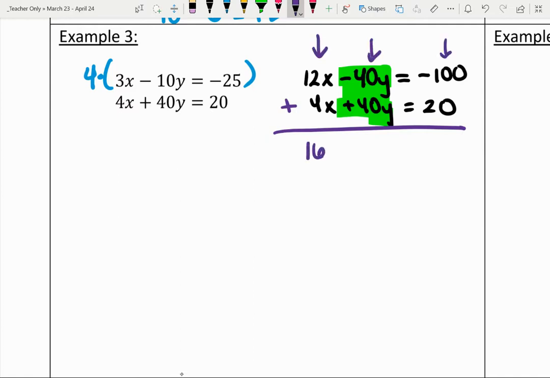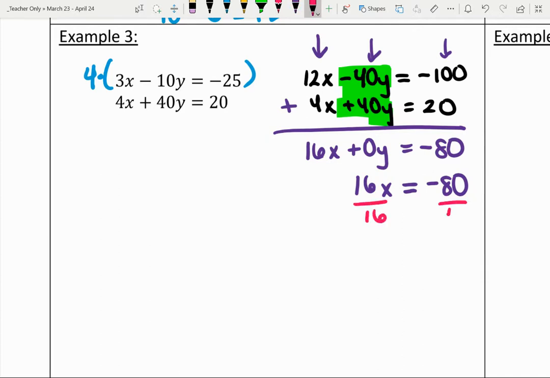So I get 16x plus 0y is equal to -80. But again, I don't need that 0y. I've eliminated it. Whoops. So I shouldn't use it. I should use 16x is equal to -80. And when I divide both sides by 16, I should get that x is equal to -5.